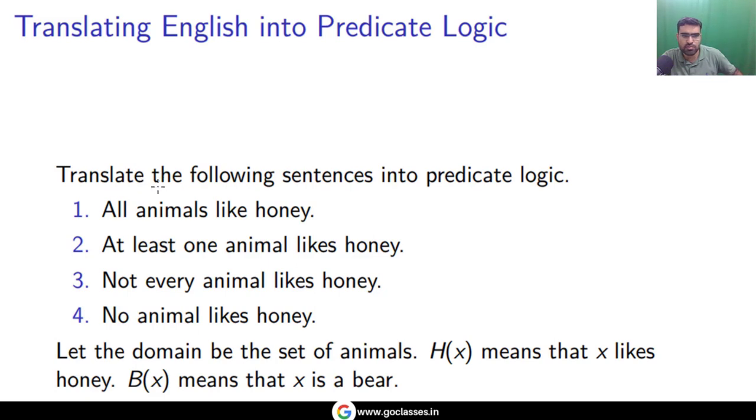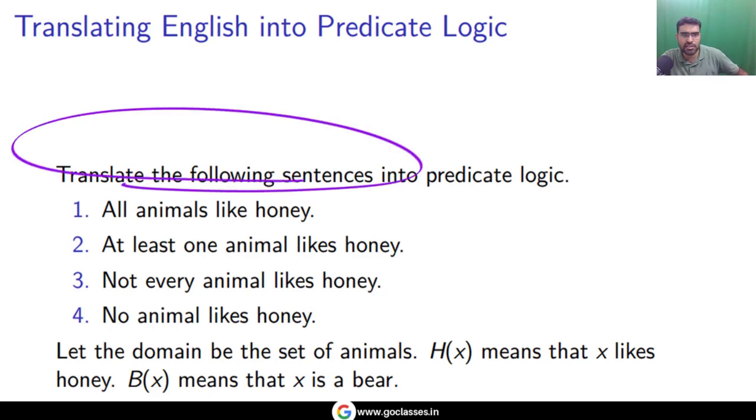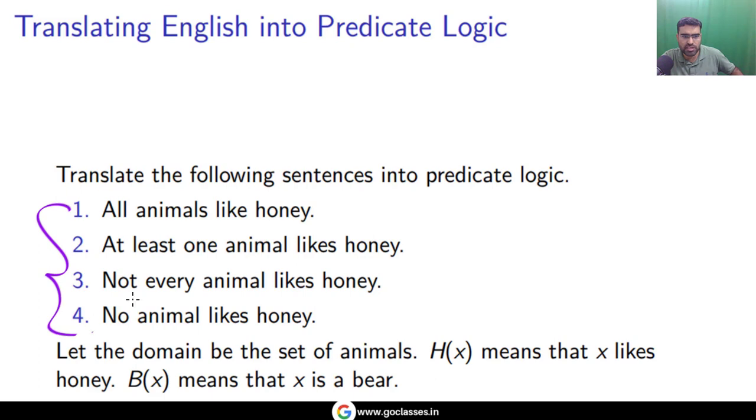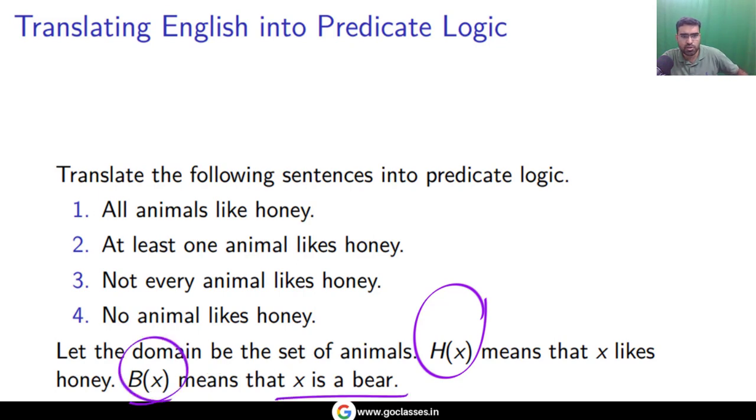So let's solve this question. Translate the following sentences into predicate logic. These 4 sentences are given to you and the predicates are given to you. The domain is set of all animals. The domain contains all the animals, and Hx is x likes honey. This is the predicate. Bx means x is a bear. So these 2 predicates are given to you and we need to translate these 4 sentences into predicate logic.